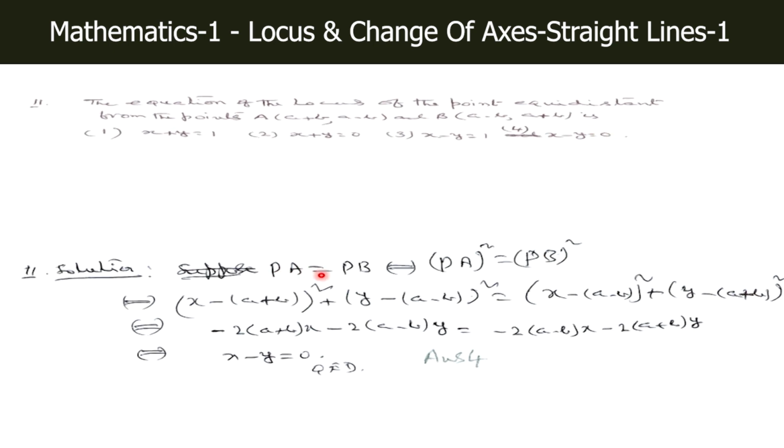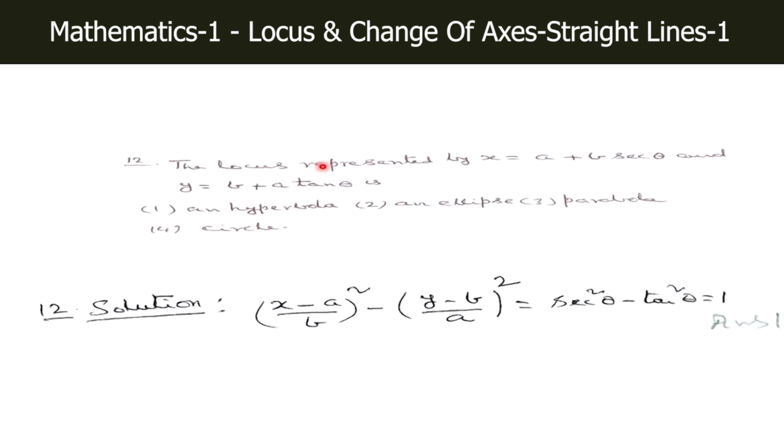Now, PA is equal to PB if and only if PA square is equal to PB square. So, now using the distance formula, you will get minus 2 into (a plus b)x minus 2 into (a minus b)y is equal to minus 2 into (a minus b)x minus 2 into (a plus b) into y. So, which gives x minus y equal to 0. Answer is number 4.